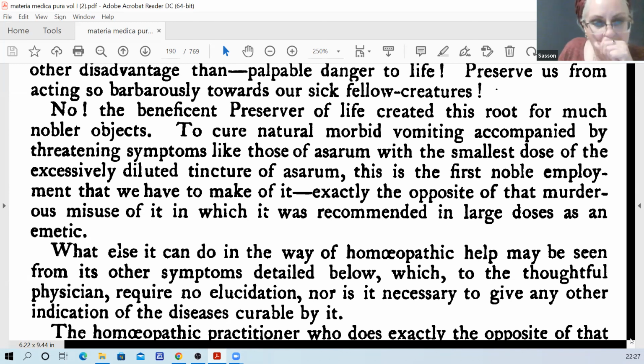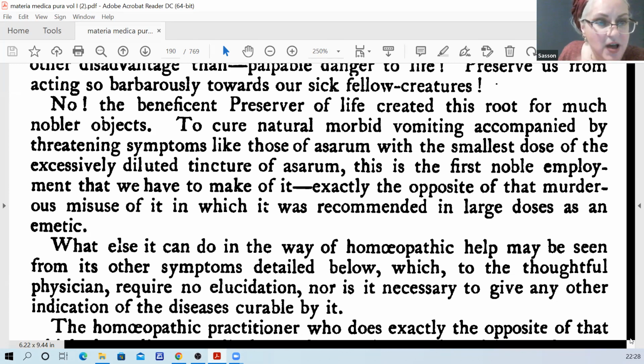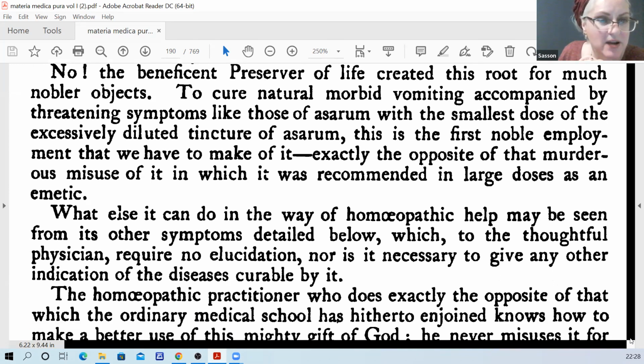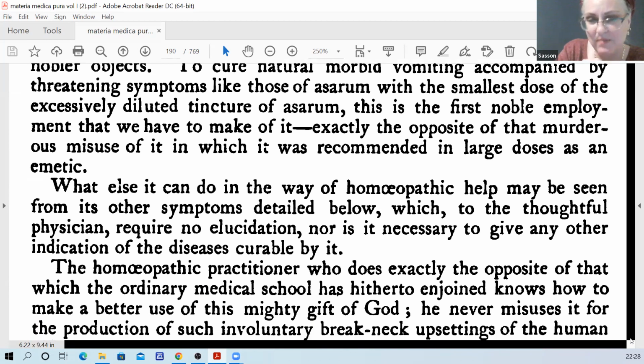Okay, so what else can it do in the way of homeopathic health may be seen from the other symptoms detailed below, which to the thoughtful physician require no elucidation, nor is it necessary to give any other indication of what disease is curable by it. Can we explain that, Sanjay, while I cough again? Elucidation means study.